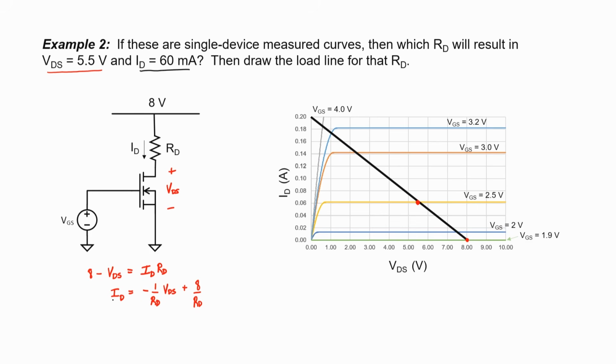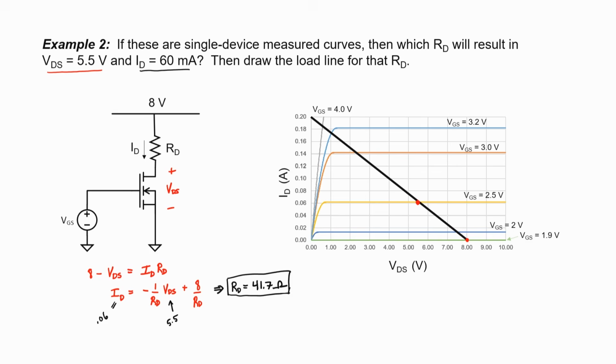We're told in the problem that the drain current is 60 milliamps when the drain source voltage is 5.5. If we plug those two numbers into this equation, then we can just calculate what RD is. Solving this equation yields a drain resistor of 41.7 ohms. That value can then be substituted into the equation for our line to find other values of the drain current if we were to hypothetically change the drain source voltage.